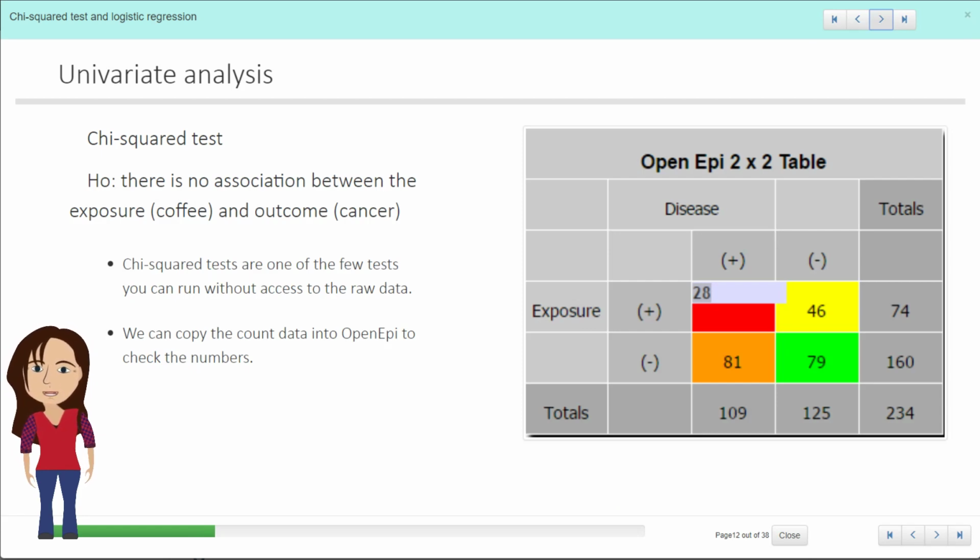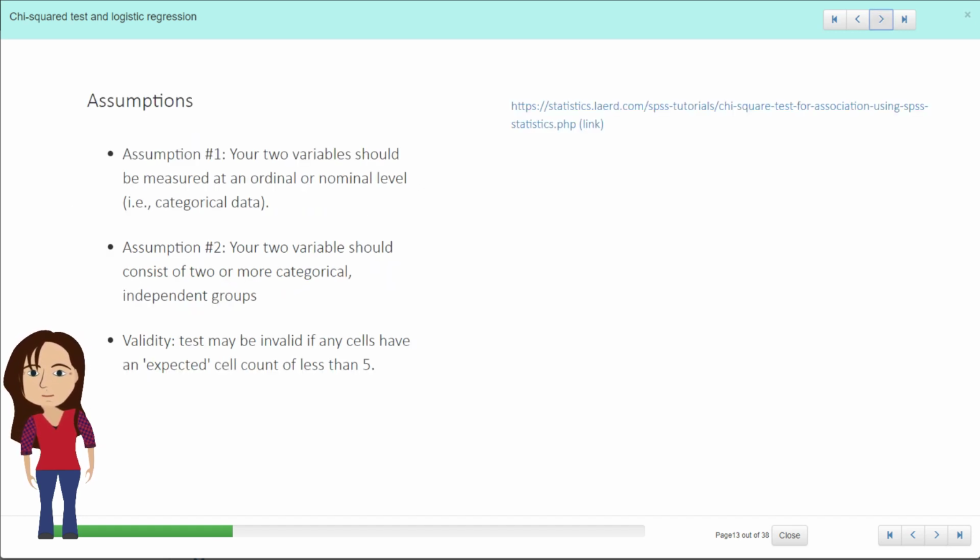Now, the chi-square test is quite a handy little test. It's one of the few tests that we can do without access to the raw data. With just knowing the counts, which we can get out of most tables, we can actually run the test ourselves if we want to. So as revision, I've copied and pasted the numbers into a table in OpenEpi, and we can quickly run the test to have a look at the outcome.